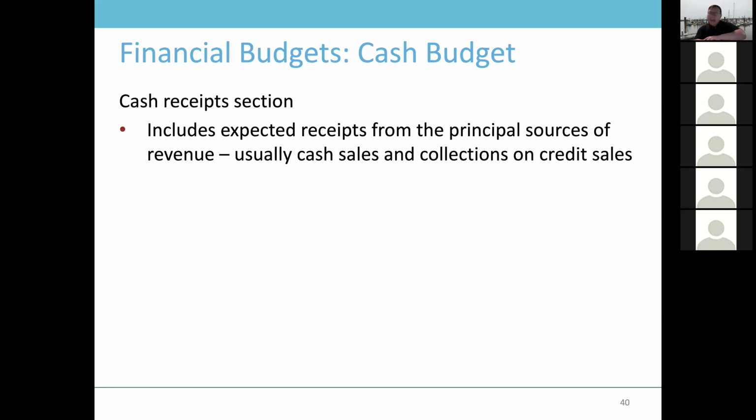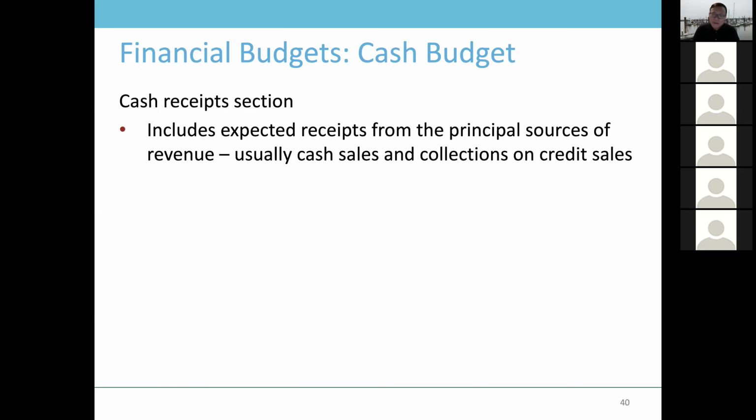Okay, so for cash receipts, you are receiving cash. Of course, you are doing business. The main source of cash inflows is from the customer. They either pay cash or they use a credit card, and you have to collect it later on. So basically, the main source of revenue is your credit sales and cash sales.